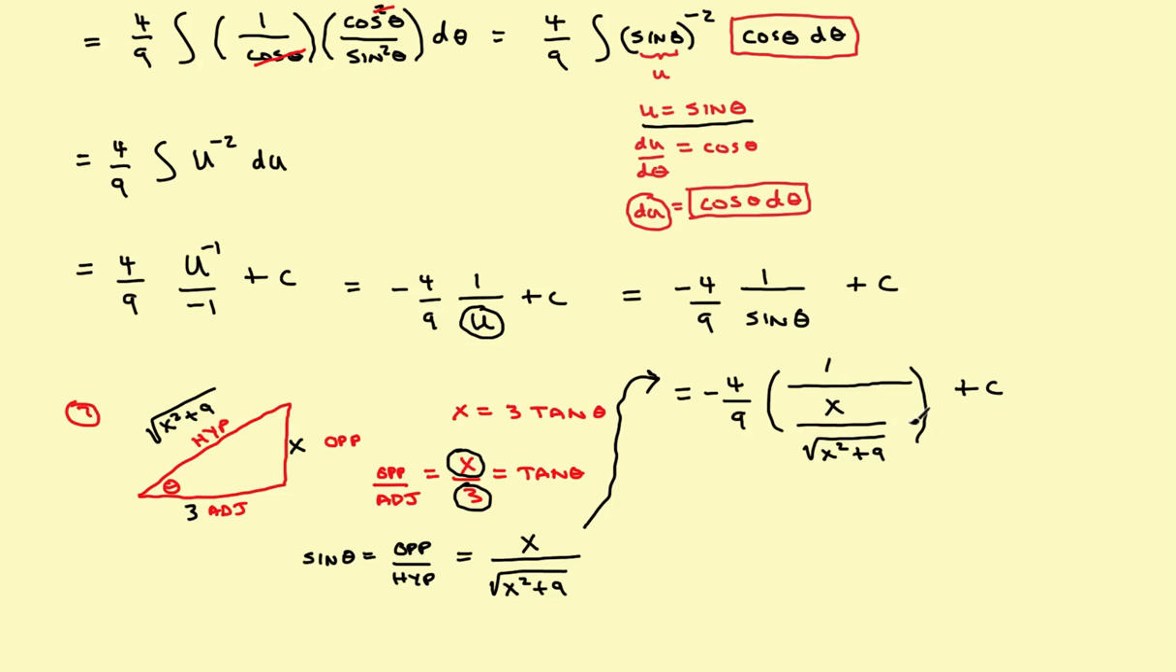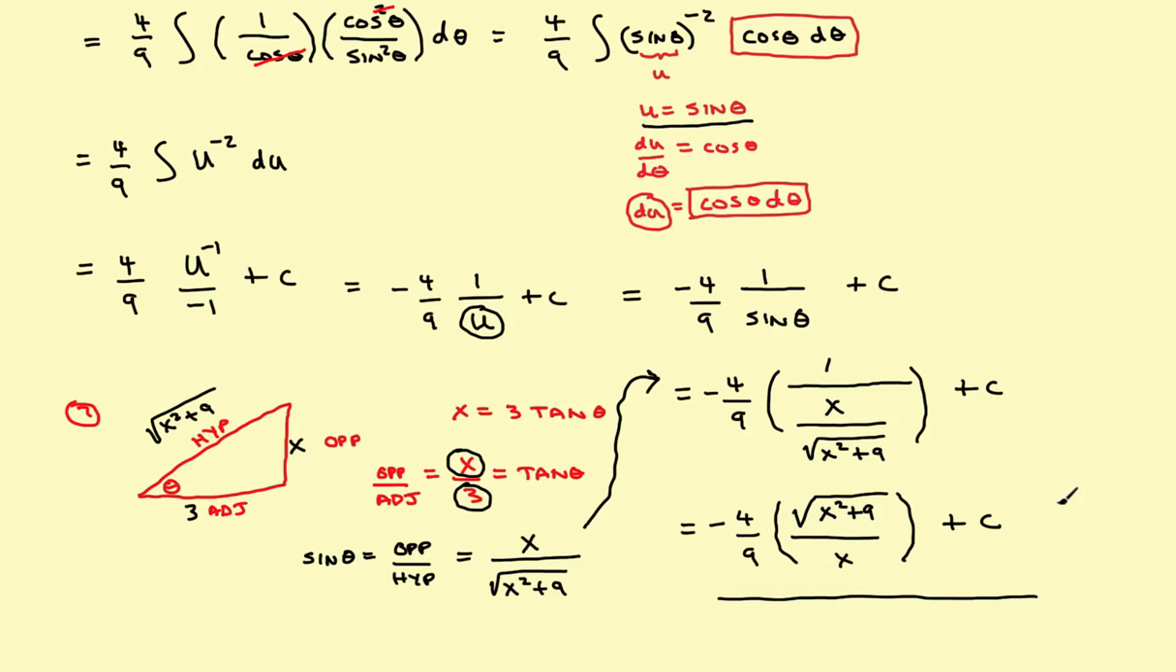Now really the final step, if you wanted to, since you've got a fraction in the bottom, you could turn it upside down. I think we'll go ahead and do that. So that's going to give negative 4/9, and then flip this fraction upside down. You'd have the square root of x squared plus 9 all over x. Put parentheses around that. Then you've got a plus c, and you would be finished. So there's just another example.